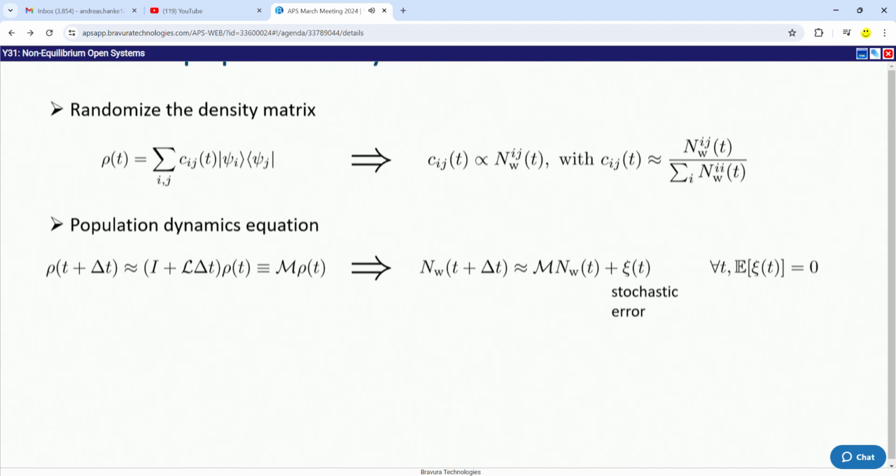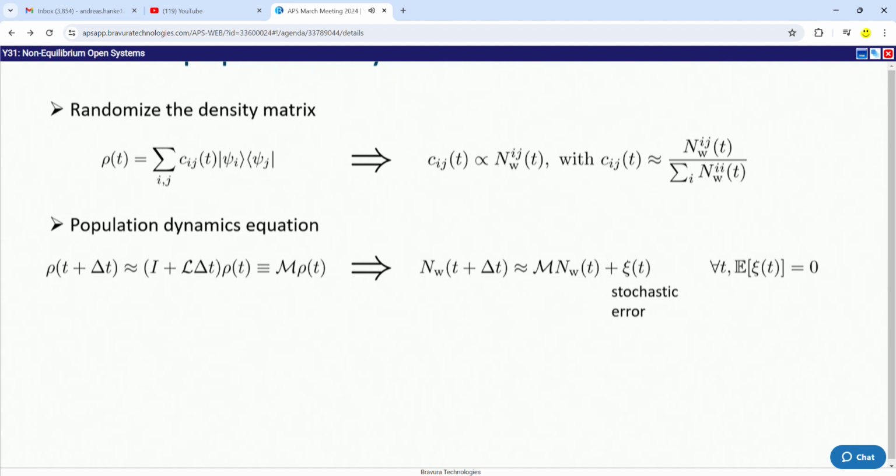First, you want to randomize your density matrix. You expand your density matrix into some bases, and then you have the coefficients. Then you randomize your coefficients. You use some integers, what we call the population of the workers, to replace these coefficients. These are unnormalized values, so you normalize by summing over all of the diagonal elements to make sure that the trace of your density matrix is 1. By using this approximate population form, you can then rewrite your master equation into a population dynamics equation.